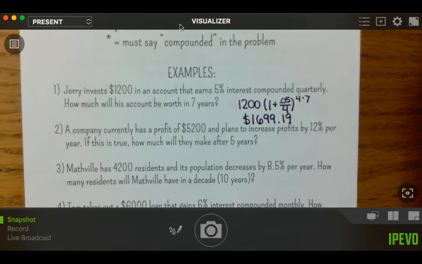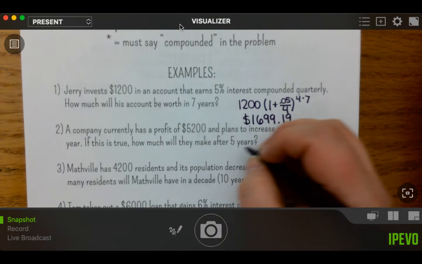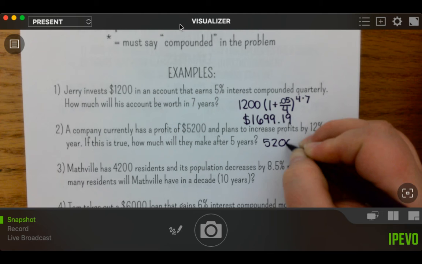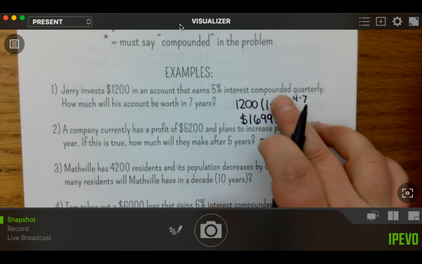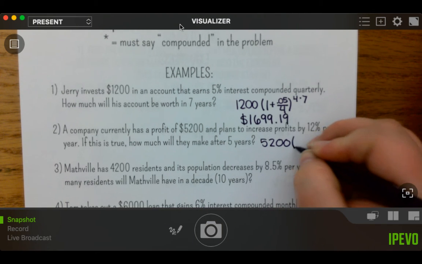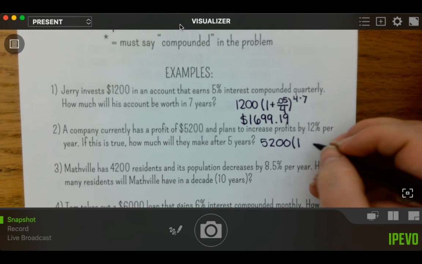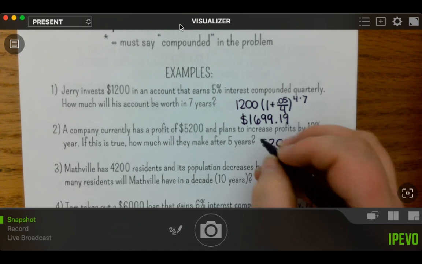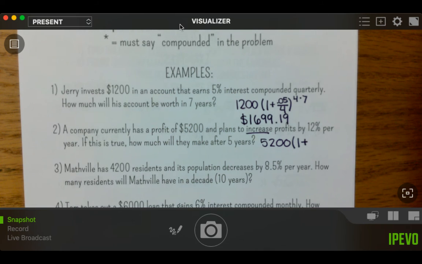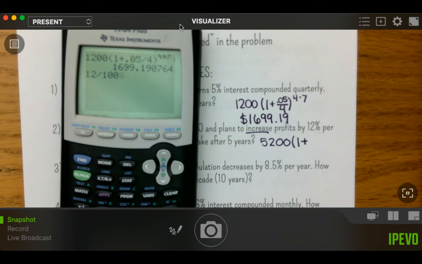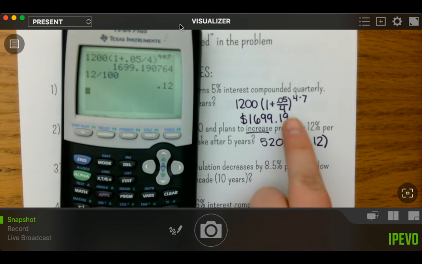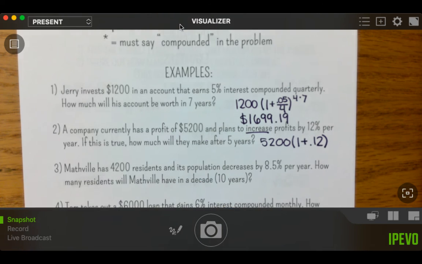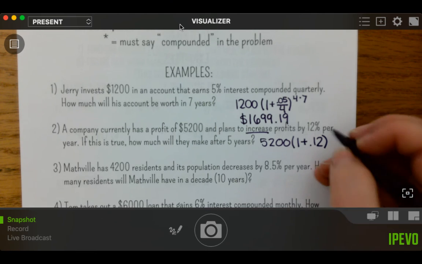All right, number 2. A company currently has a profit of $5,200 and plans to increase profits by 12% per year. No compounded. So what that means is you're still going to have 1. It's going to be plus because we're increasing profits. 12 divided by 100 is 0.12. When it doesn't say compounded, you don't have to do this part. And then your exponent is just time without that extra number in front. So it says 5 years. There you go.